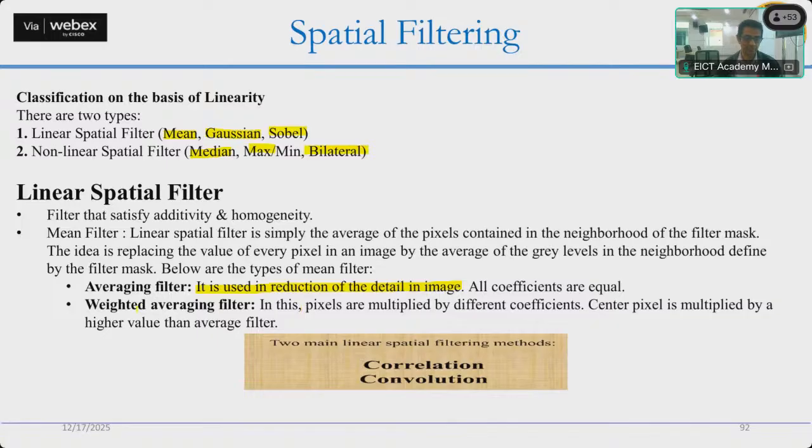Another is the weighted averaging filter. In this, pixels are multiplied by different coefficients, with the center given more weight. For example, we want to give more weightage to some neighborhood. If you don't want to give equal weightage, then you use the weighted averaging filter.